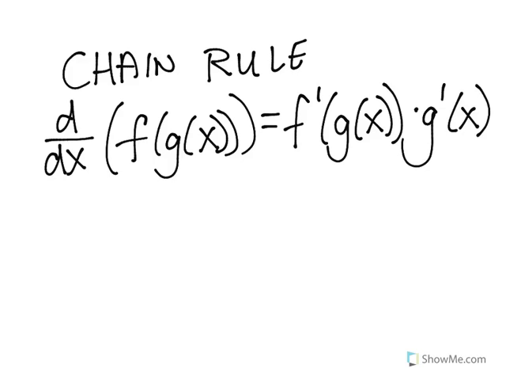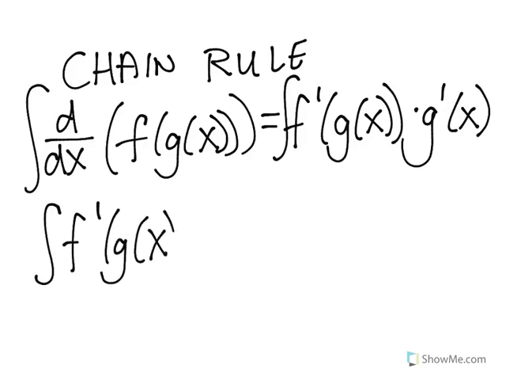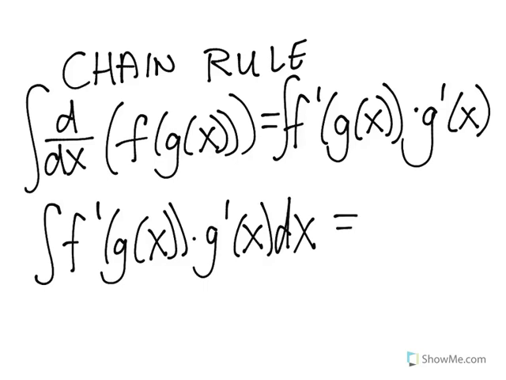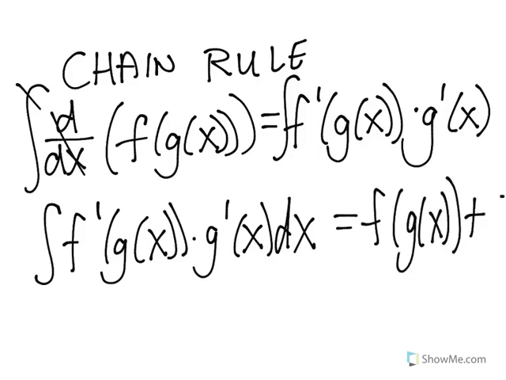So if we recall the chain rule here, we have the derivative of a composition of two functions, f of g of x, is equal to f prime of g of x times g prime of x. So if we write this in terms of integrals, we have the following. The integral of the left side and the integral of the right side becomes the integral of f prime of g of x times g prime of x dx is equal to, now the integral of the left side. Well, we have the integral of the derivative, and they cancel one another off, and we just have f of g of x plus c.